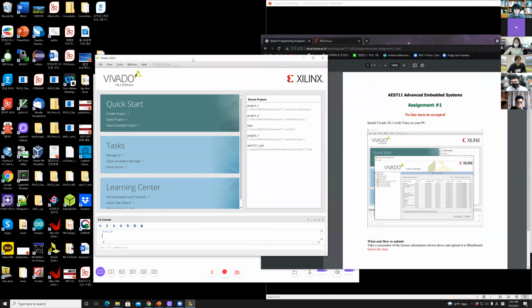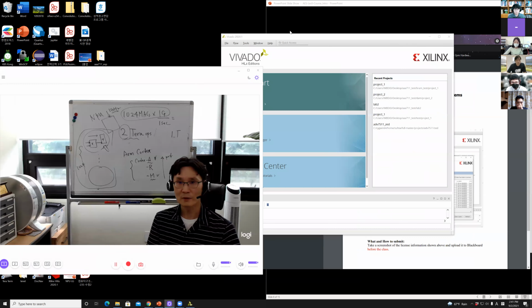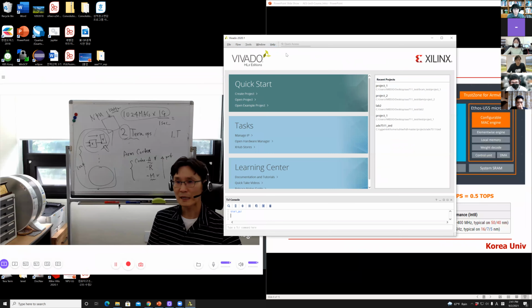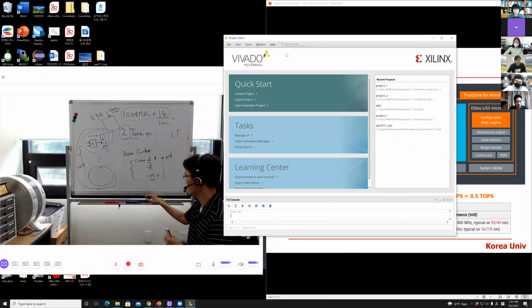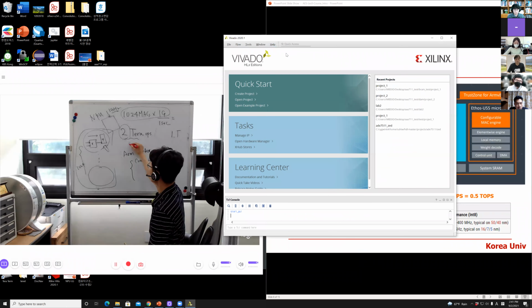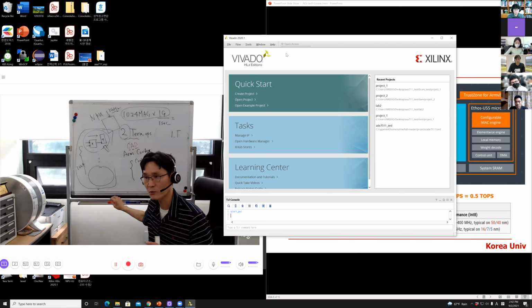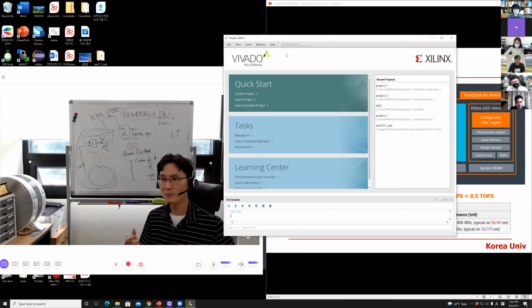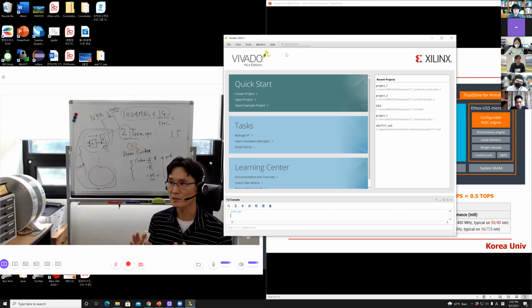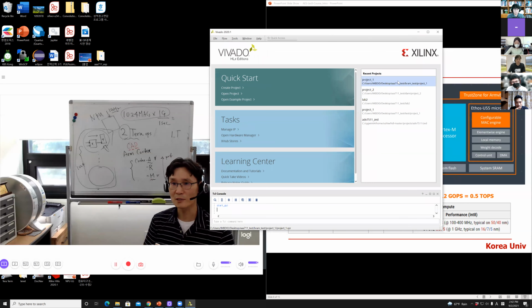So that is the screen of Vivado. Using that CAD environment, CAD, computer aided design, using this Vivado, we are going to design some simple embedded systems, simple computer systems. So we will play with it. One example is this. Let me show you.